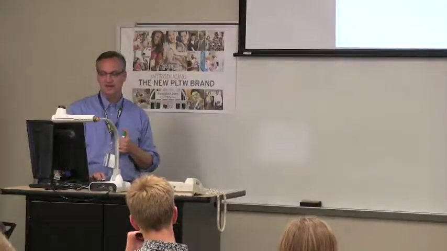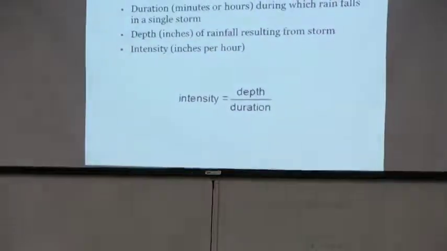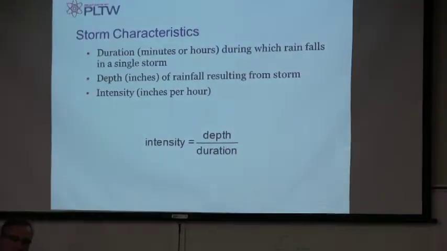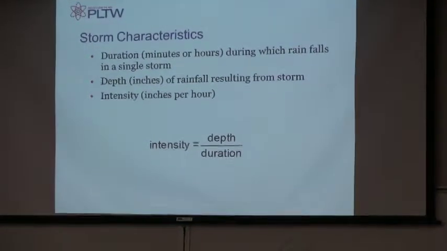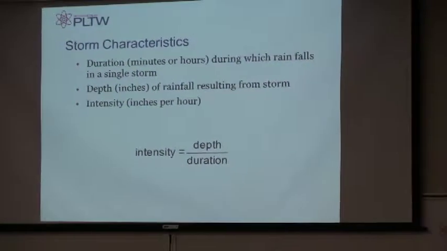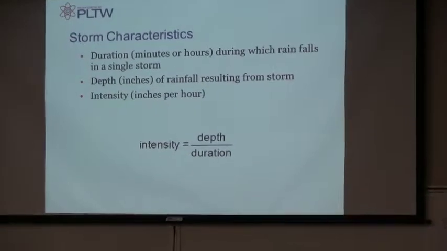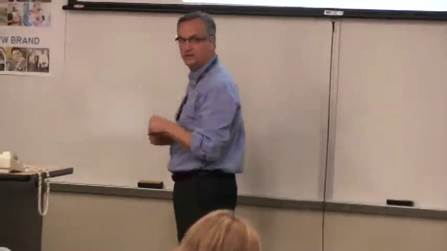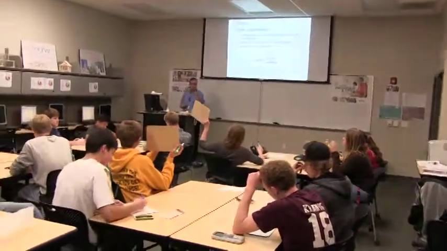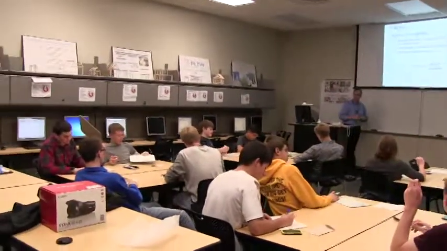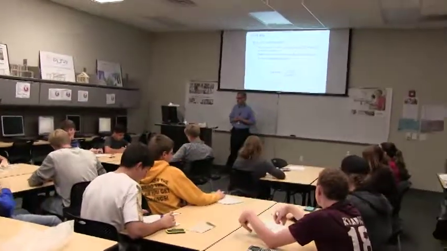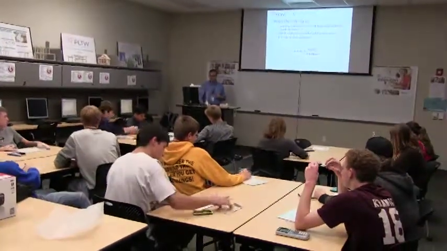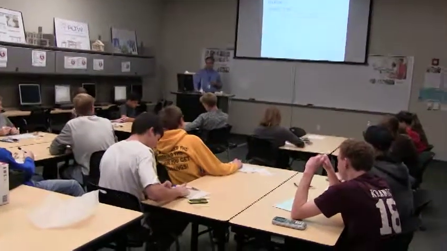What we deal with is intensity, depth over duration. All right, so let's do this. Everyone on your whiteboards. I have a 6-inch storm, and I have 2 hours. 6 inches, 2 hours. Write down what the intensity is. 6 inches, 2 hours, what would that be intensity-wise? Good. Everybody got that, right? Everybody got 3? Very good. So that's all intensity is, the depth over the duration in hours.